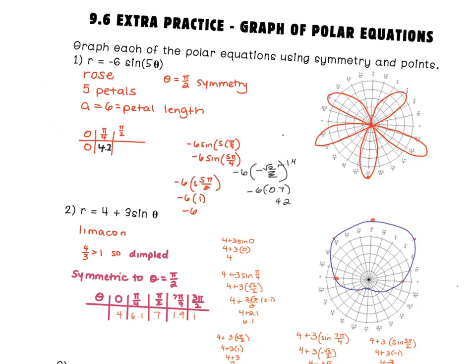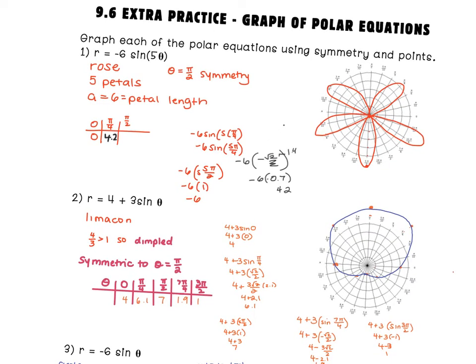And then if I plug in pi over 2, I actually got negative 6. So that's how I found my first petal. I knew this was symmetric to the pi over 2 line, so whatever was happening on the right had to happen to the left. And then that's how you could approximate where the rest of your petals were.